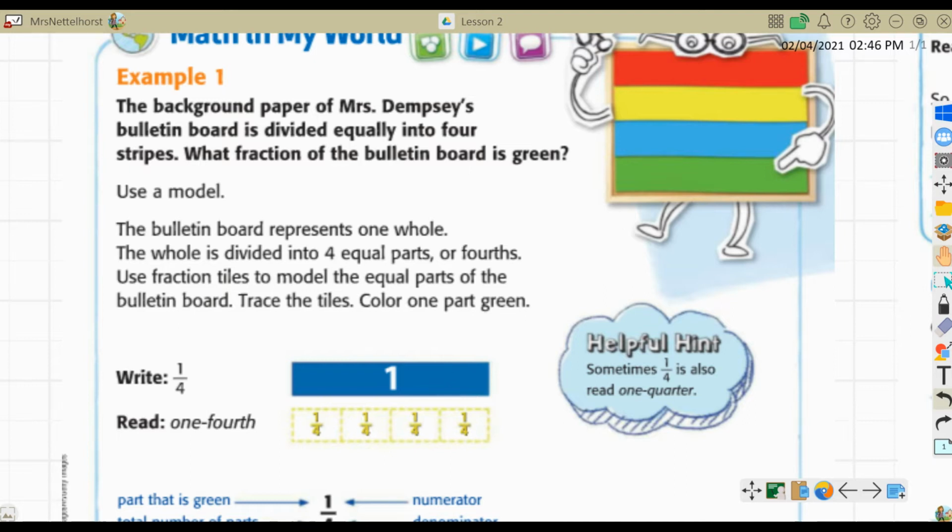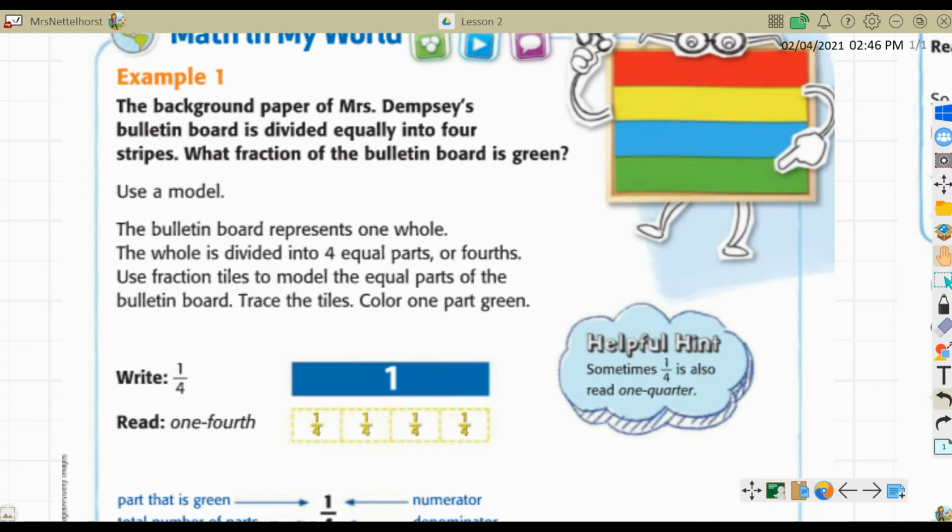Okay, so the background paper of Mrs. Dempsey's bulletin board is divided equally into 4 stripes. What fraction of the bulletin board is green? The important thing is it's divided equally. Those rectangles are all the same size. So we're going to use a model. The bulletin board represents one whole. It's one whole bulletin board. The whole is divided into 4 equal parts or fourths.